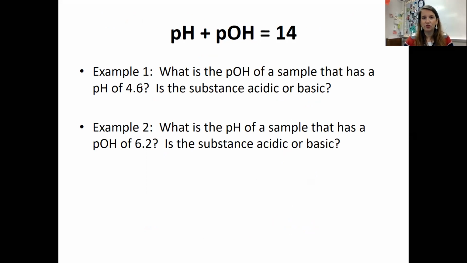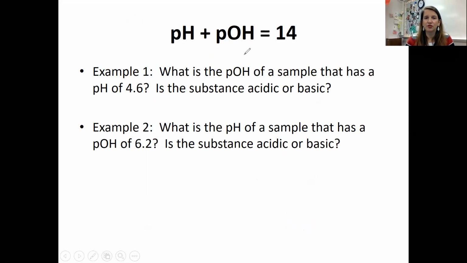First, we're going to start by relating pH and pOH. One of the other videos talked about how these are opposites of each other. When pH is low, pOH is high. When pH is high, pOH is low. And they add up to 14 because the pH scale is out of 14 essentially. So that's why the pH plus the pOH is equal to 14.